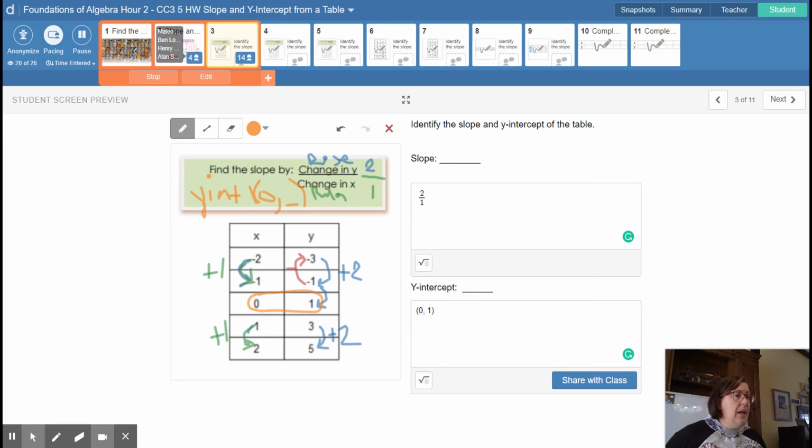Mateo, Ben, Henry, and Alan, you should be on slide 3, please. All right, when you're done with slide 3, go ahead and try it on slide 4.